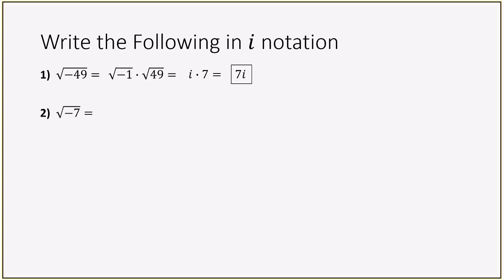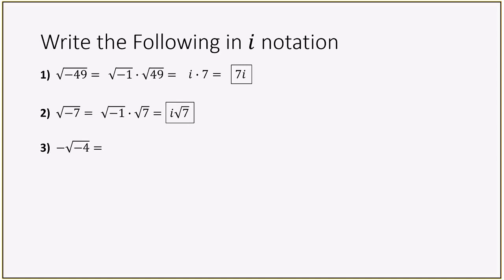Same type of idea with square root of -7. I'm going to break it up into two pieces. Now in this case, I don't really know what the square root of 7 is. And yes, you're allowed calculators in this course. So you might be able to find a decimal approximation, but I'd prefer you didn't. So we're just going to leave the square root of 7 alone and just say, well, now I know the square root of -1 is i. That's my answer, i root 7. Let's do one more example.